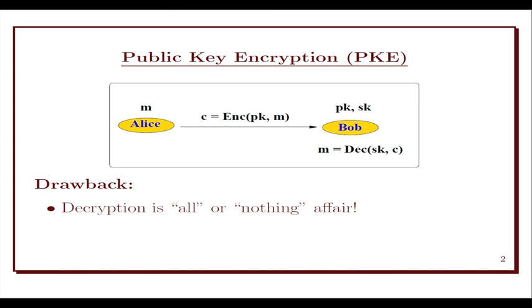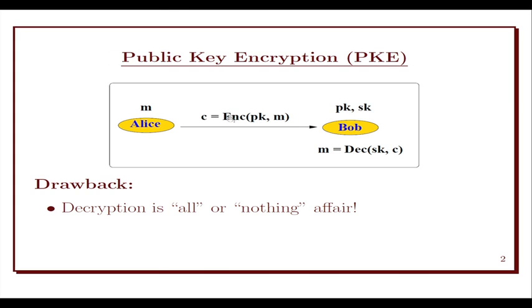Basically we have two parties, Alice and Bob. Suppose Alice wants to send a message to Bob. Bob needs to generate his own public key and private key pair, and this public key has to be shared with Alice, so that Alice can send a message to Bob. If Alice wants to send a message M to Bob, then Alice will encrypt this message using Bob's public key, generate the ciphertext, and send it to Bob over the public channel. So this is what we know as the public key encryption scheme.